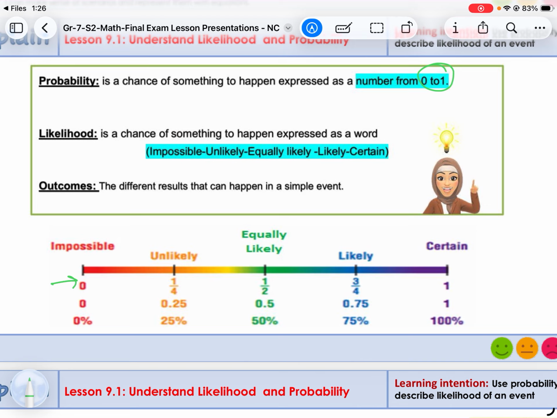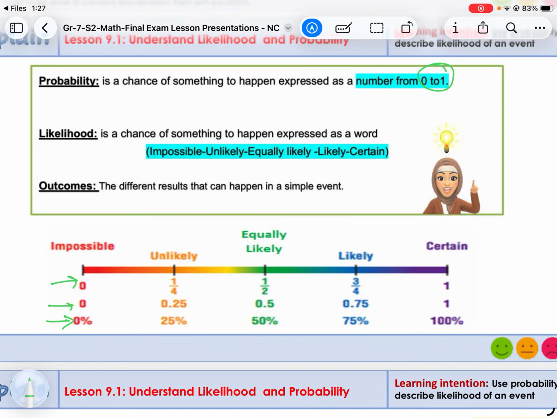Look, we have fractions, we have decimals, or as a percent. For you guys, just focus on writing it as a fraction. Okay, so now after you guys find the probability, you need to describe it. We use something called likelihood. So likelihood, it's the chance of something to happen.